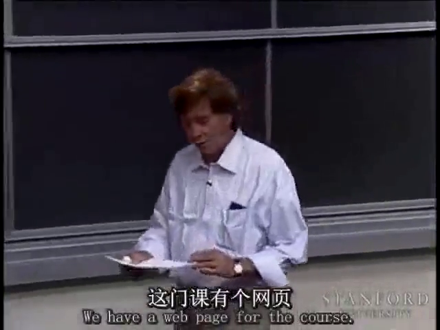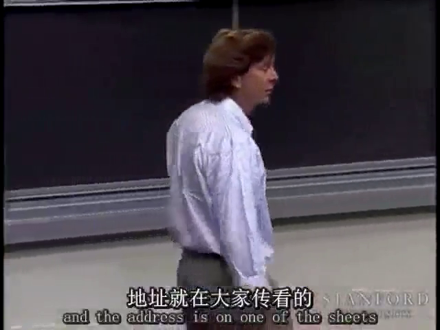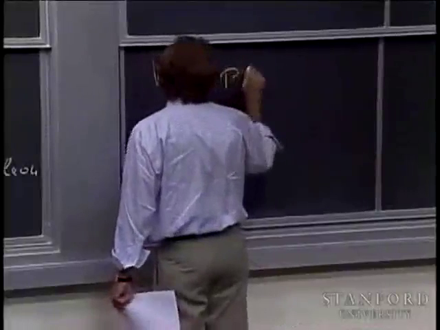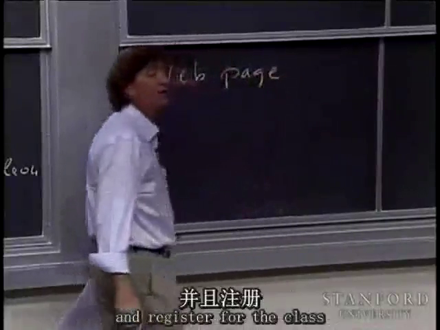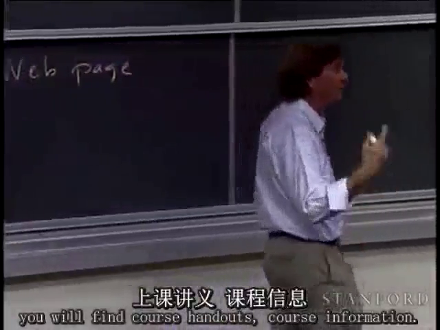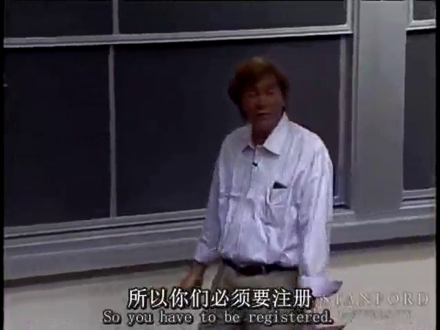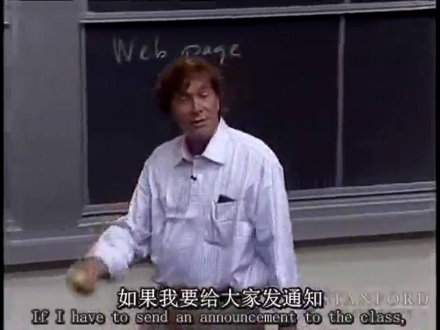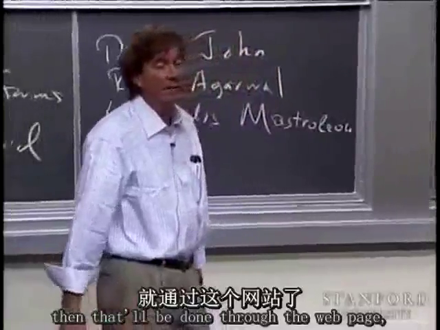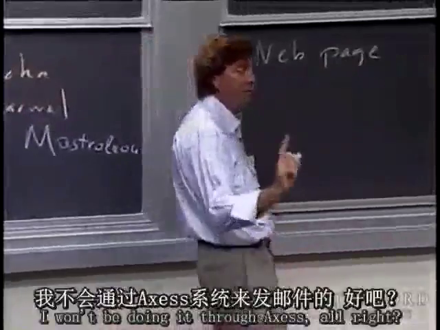We have a web page for the course. Some of you may have already visited that, but the address is on one of the sheets that's being passed around. But let me write that up now, so you can be sure to visit it and register for the class, because it is on the web page that you will find course handouts, course information. I will email people via the web page. All right. So you have to be registered. If I have to send an announcement to the class, post an announcement and send out an email, then that'll be done through the web page, and you have to be registered on the web page in order to get those emails. I won't be doing it through Access.